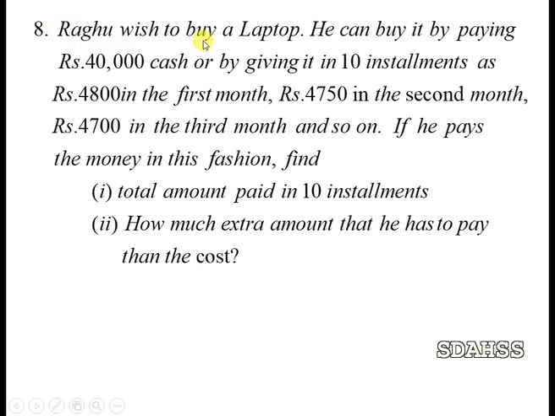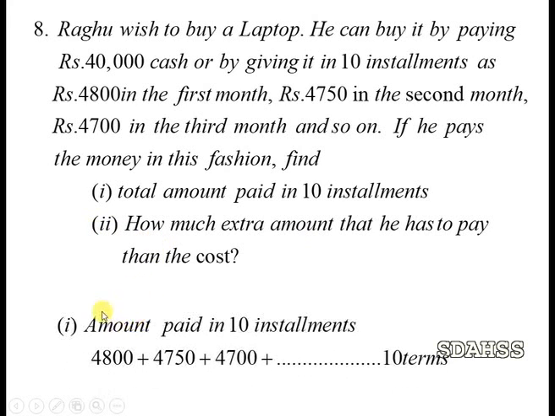Eighth sum. Raghu wished to buy a laptop. He can buy it by paying rupees 40,000 cash or by giving it in 10 installments: 4,800 rupees in the first month, 4,750 rupees in the second month, 4,700 rupees in the third month, and so on. If he pays the money in this fashion, find the total amount paid in 10 installments. Subdivision 2. How much extra amount does he have to pay than the cost. Subdivision 1. Amount paid in 10 installments.